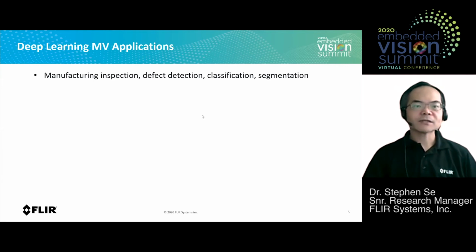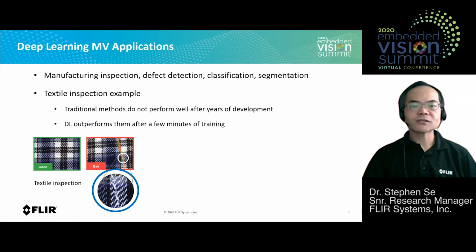Textile inspection is a good example where traditional methods do not perform well after years of development, while deep learning can outperform them after a few minutes of training, provided that you have the training data, a suitable model, and training parameters. In this example, the defect is detected, and the zoom-in view is circled in blue here.